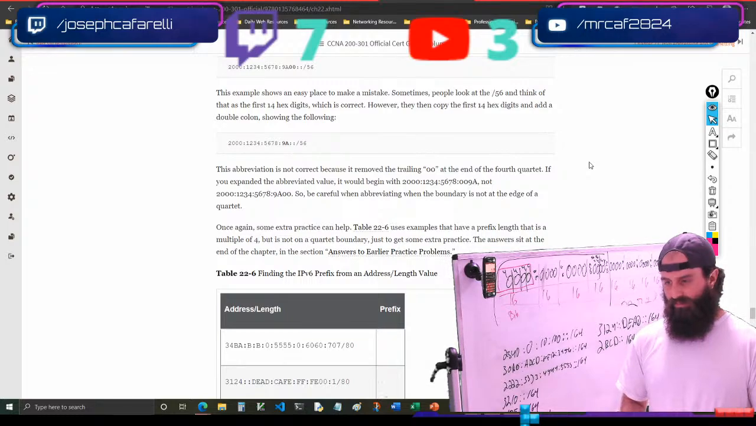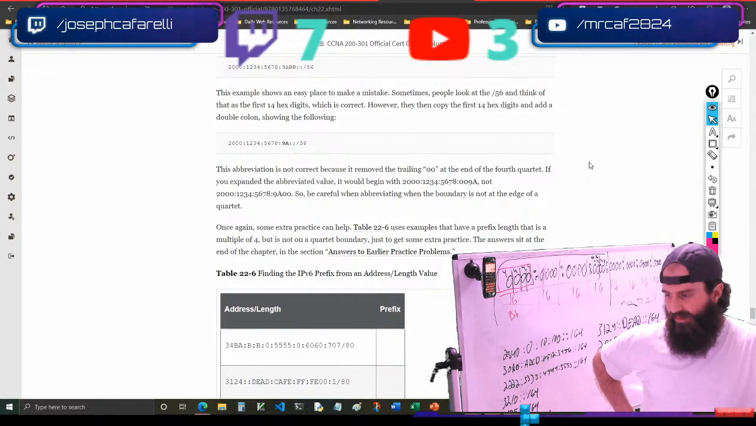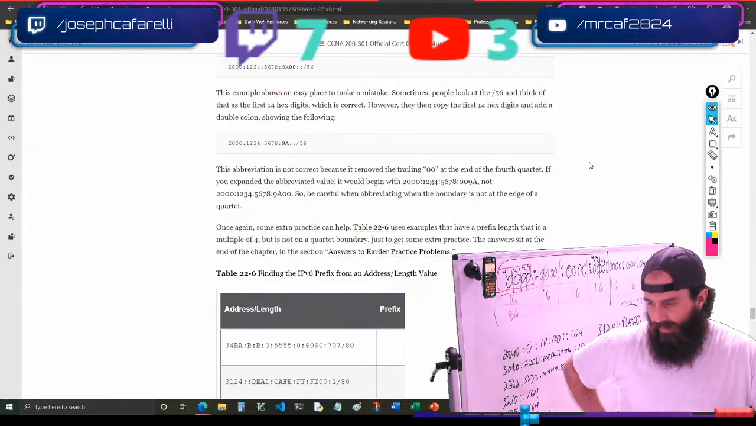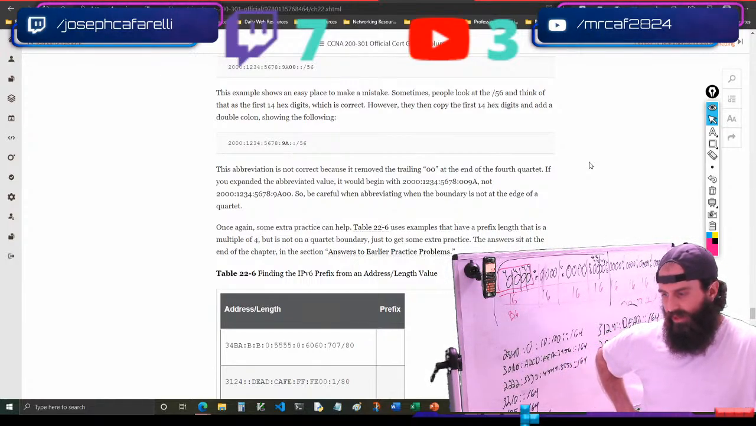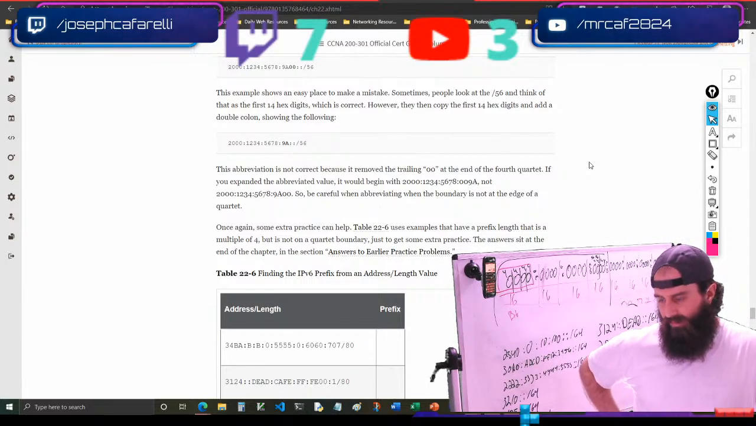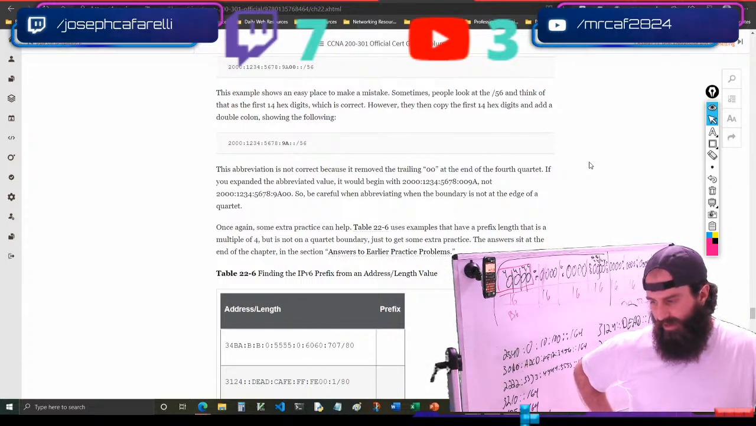This abbreviation is not correct because it removed the trailing zeros at the end of the fourth quartet. If you expanded the abbreviation value, it would not match. So be careful when abbreviating when the binary is not at the edge of a quartet. Once again, some extra practice. Okay.